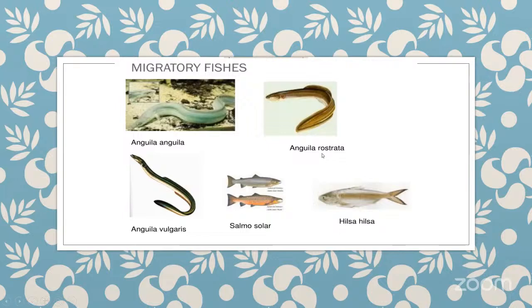Now, what are the types of fish that usually migrate from one place to another place? Anguilla, a kind of eel, Anguilla rostrata, Anguilla vulgaris, salmon fish, and hilsa. These are a few types of fish.